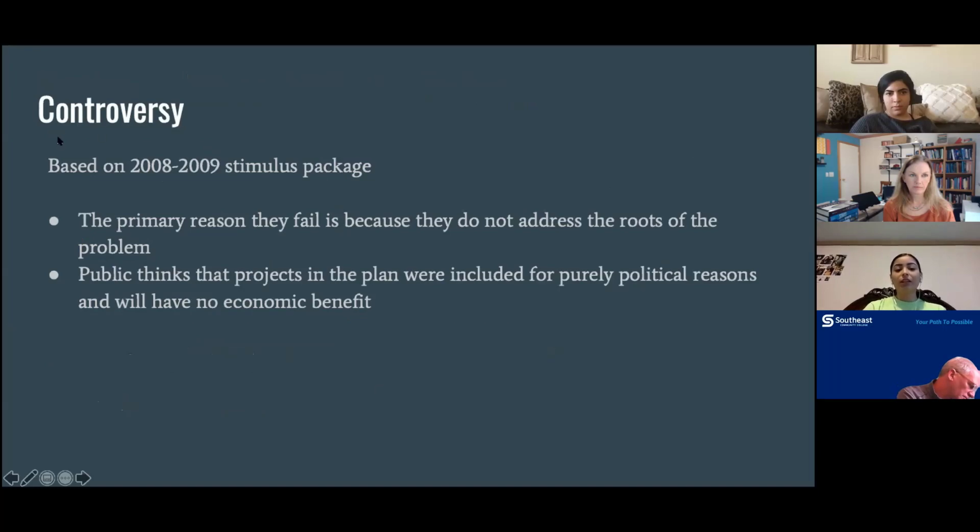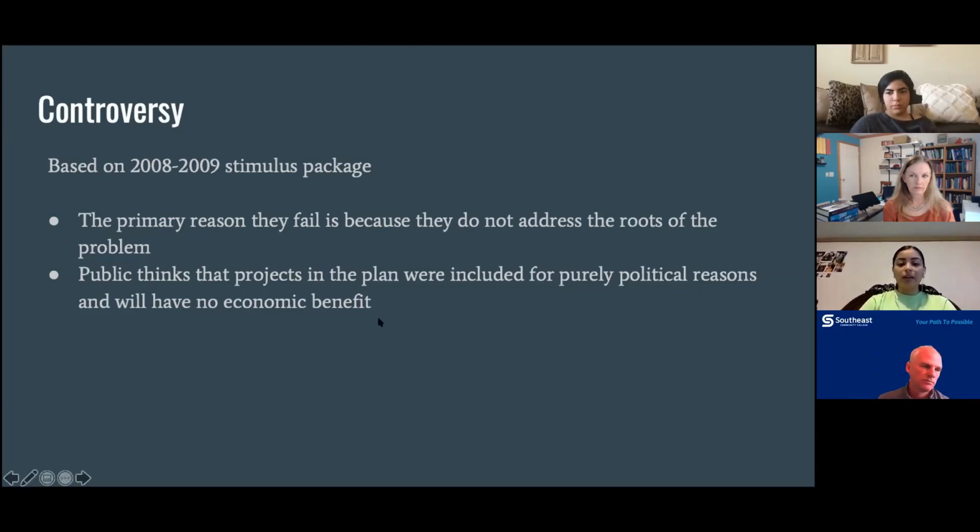So then I just included some controversy, which is based on the 2008-2009 stimulus package. This is just some ideas that people had. People think that some reasons why these stimulus packages don't work, in their opinion, is because they do not address the root of the problem, which is kind of true because these stimulus packages are more of a temporary solution, but they are still meant to help the economy.